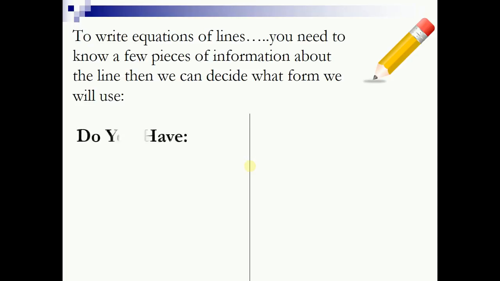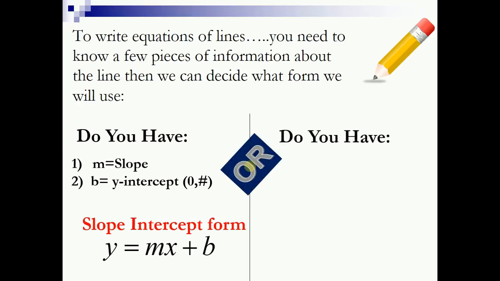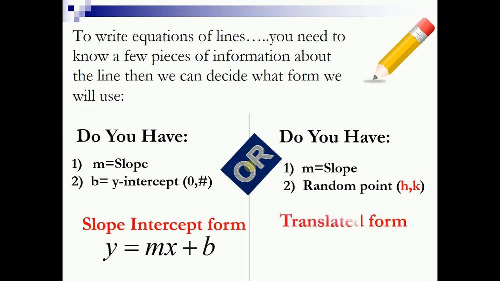So if you have the slope and a y-intercept, then you're going to use your slope-intercept form of y equals mx plus b. Super simple. Plug in the m, plug in the b, go to town. You're good. Now, what if you have the slope and a random point on the line? What you're going to want to use is h and k. The slope, kind of like the translated form we talked about last time, which was y equals m times the quantity x minus h plus k.